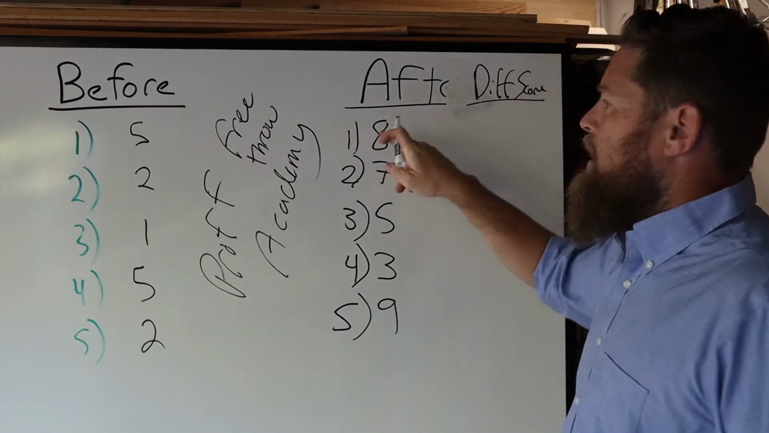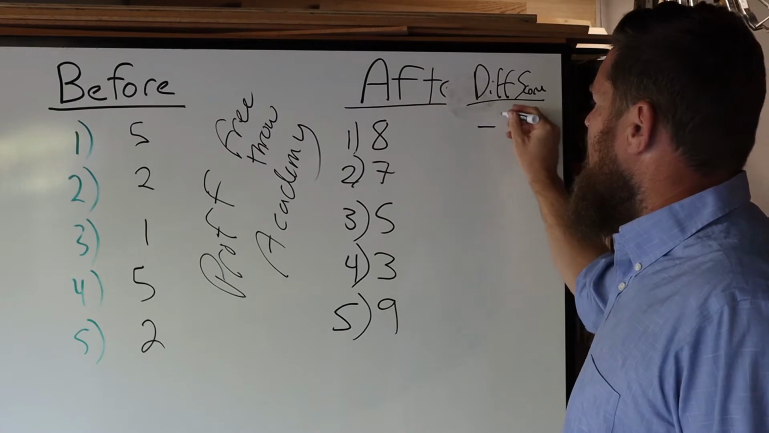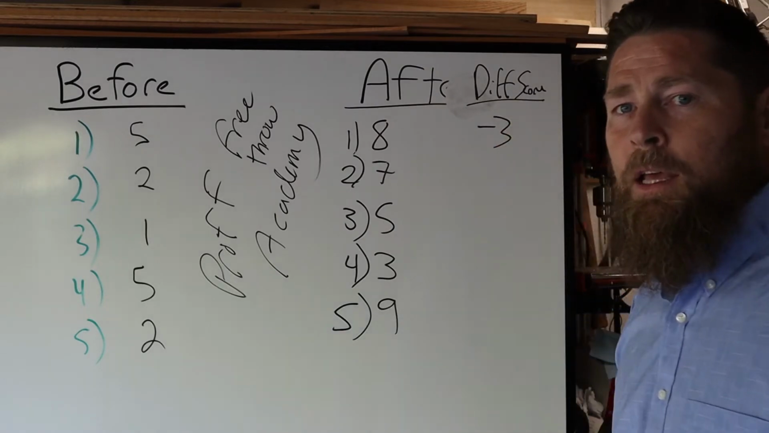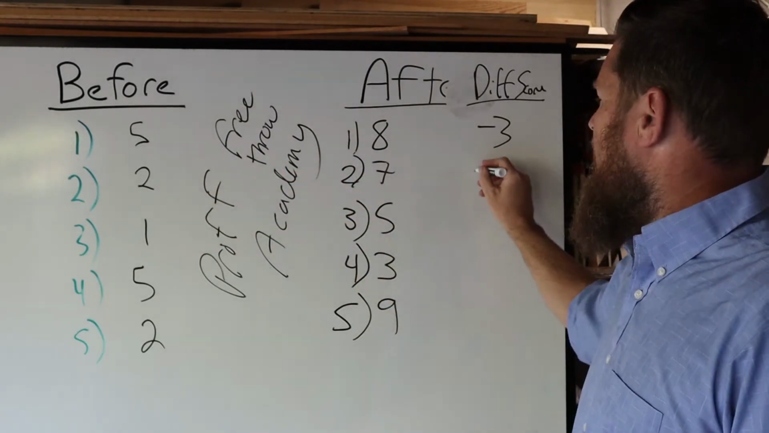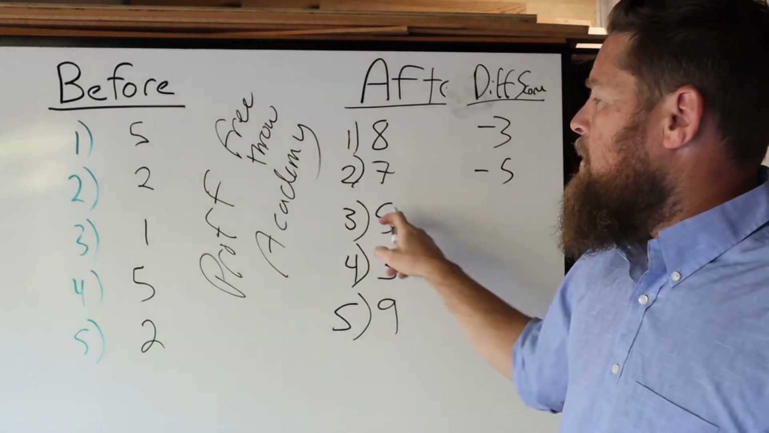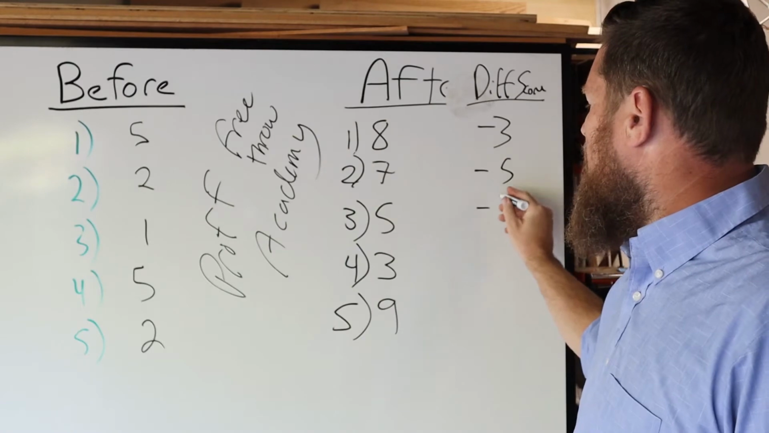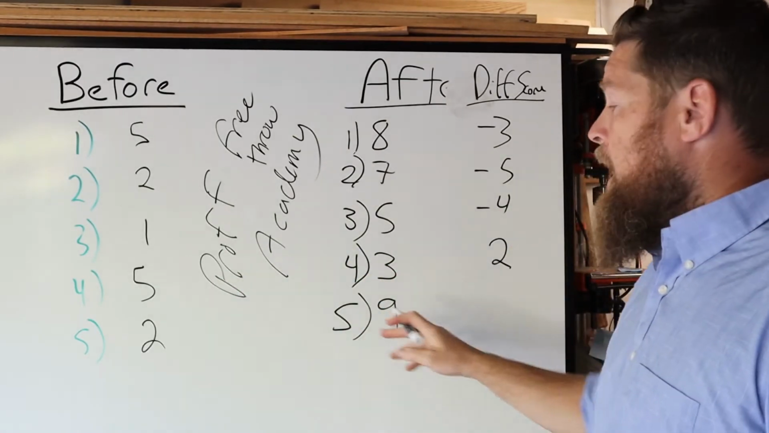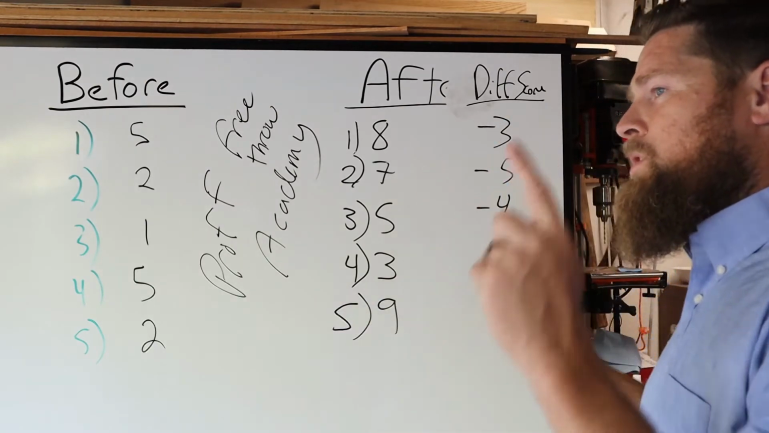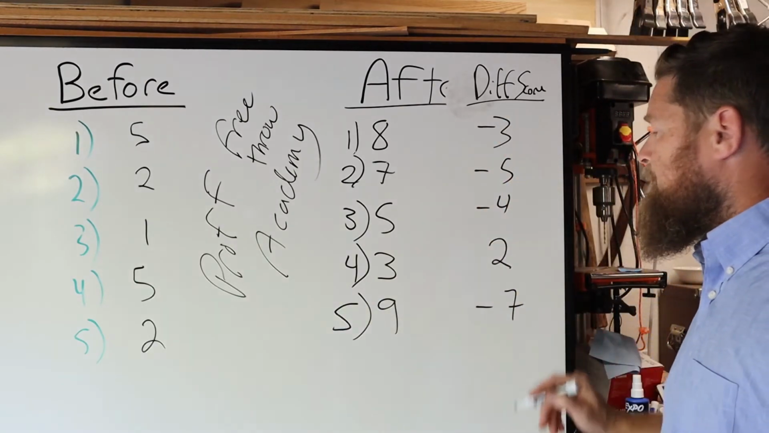The difference score is 8 minus 5, which I'll have as -3. Okay? The second person will be 2 minus 7, that's a -5. Next person will be 1 minus 5, a -4. Next person will be 5 minus 3, which is a +2. And the next person will be 2 minus 9, which is a -7.